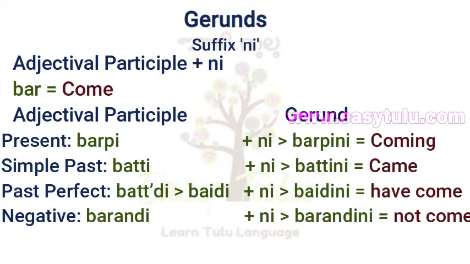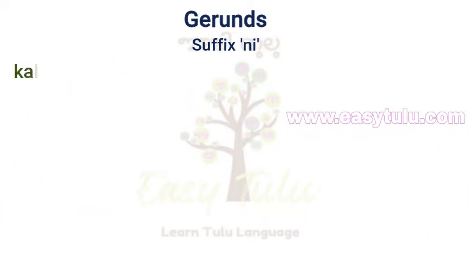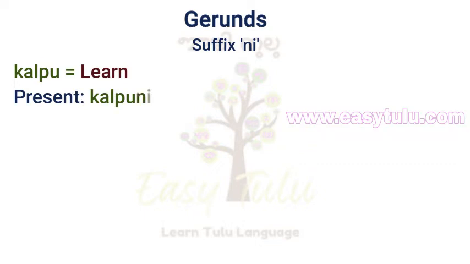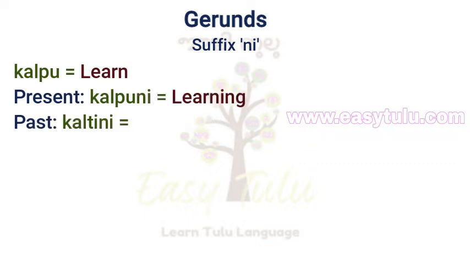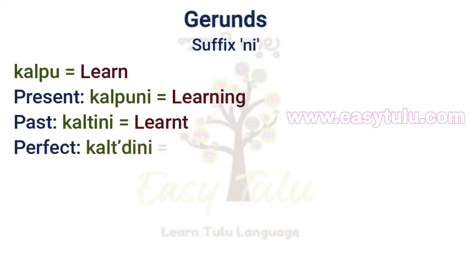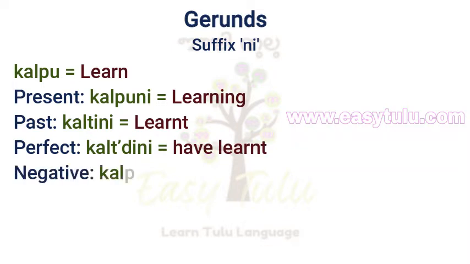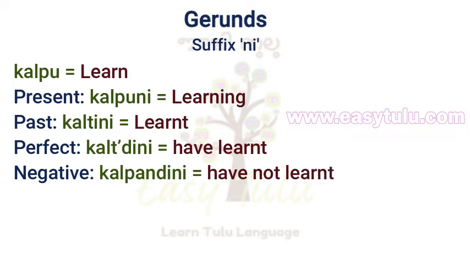Let us see few other examples. Kalpu means learn. Present gerund is kalpuni, means learning. Past gerund is kaltini, means learnt. And past perfect gerund is kaltidini, means have learnt. And negative gerund is kalpandini, means have not learnt.